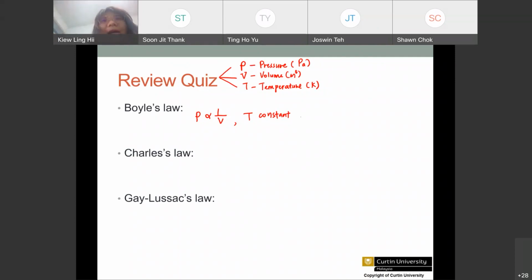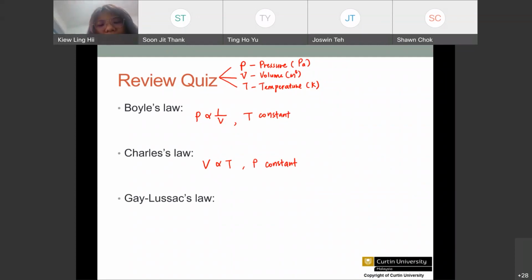And Charles' law says that the volume is directly proportional to the temperature when your pressure is kept constant, just like the hot air balloon, right? So when you heat up the air, what happened? The air expanded, the volume expanded.